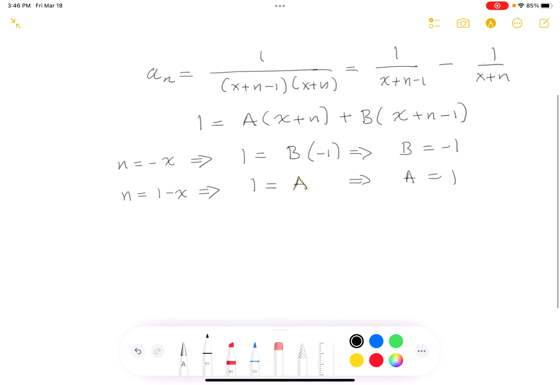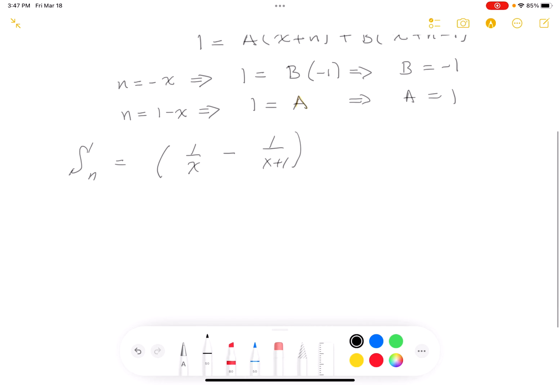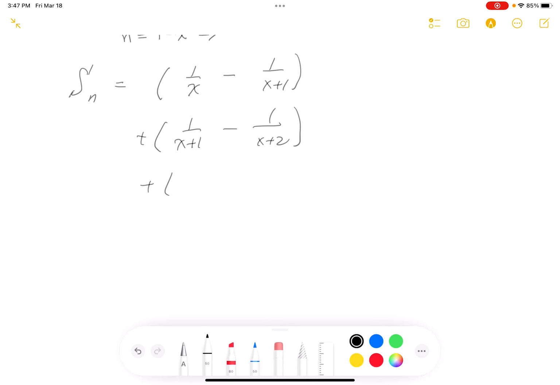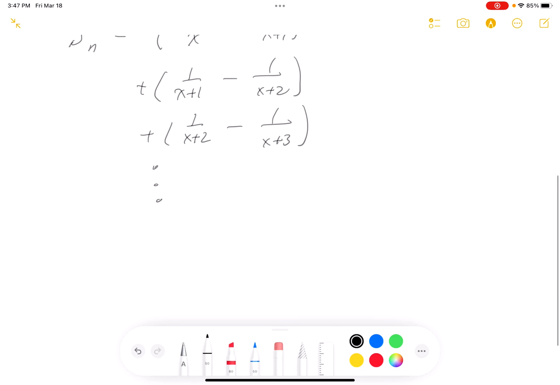All right, let's write Sn down. Well, I've got to put the a1 down. That's 1. So you're going to get 1 over x minus 1 over x plus 1. What's the next term going to be? 1 over x plus 1 minus 1 over x plus 2. What's the next term going to be? 1 over x plus 2 minus 1 over x plus 3. Well, I could do this forever, but it's finite, so it's going to stop somewhere.